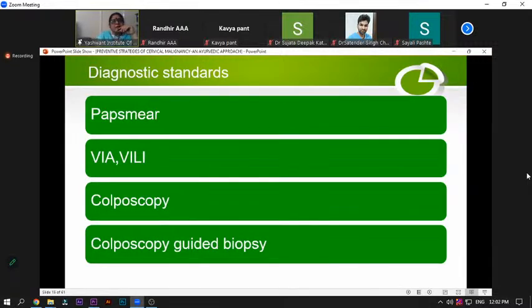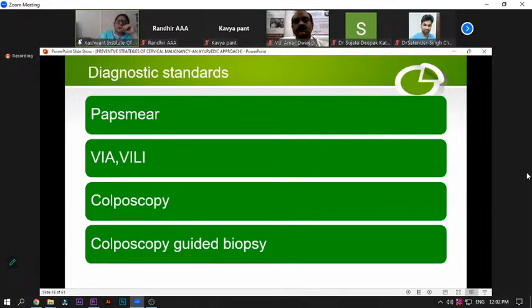So the diagnostic standards are a simple pap smear, which uses a simple spatula. You can collect the cells of the ectocervix and endocervix and send them for cytological study. Then there is visual inspection with acetic acid and visual inspection with Lugol's iodine. These two are the reagents which we apply on the transformation zone, and with a good lighting source, we will see the cell changes which indicate dysplasia.